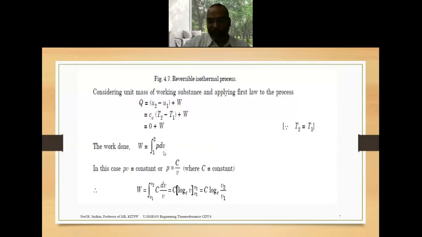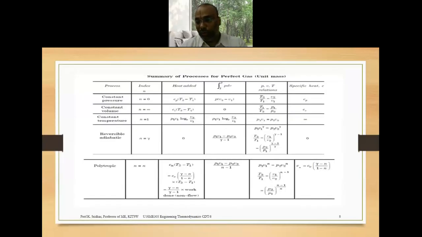So what is the work done? Work done during the isothermal process is nothing but mC into log of (V2 by V1). That is the work done during the isothermal process. So here we can say that delta Q is equivalent to delta W. Delta Q is equivalent to delta W during the isothermal process.